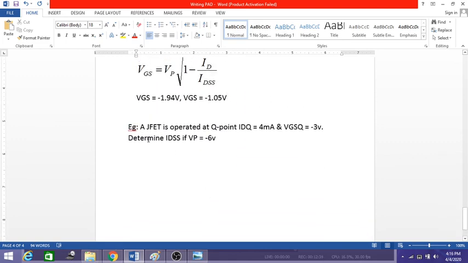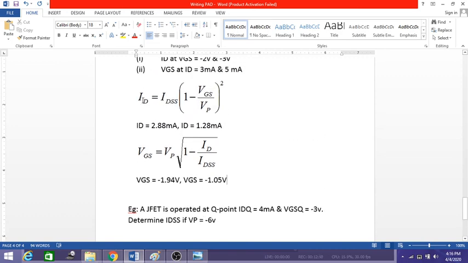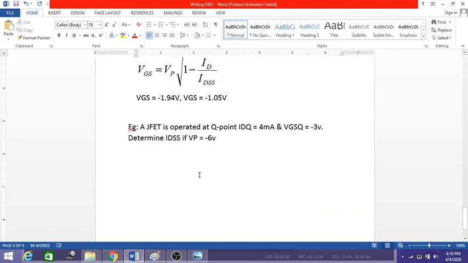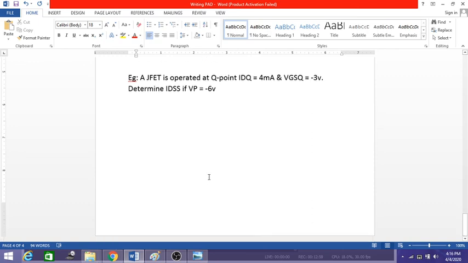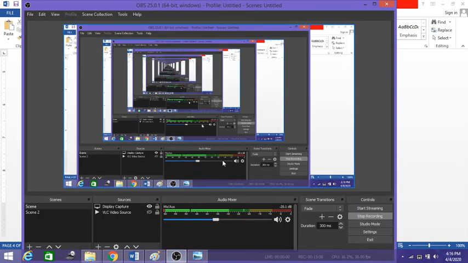There is one more example. A JFET is operated at a Q point where its IDQ is equal to 4 milliamperes and VGS is equal to minus 3 volts. Determine IDSS if VP is equal to minus 6 volts. We'll use the same equation, that is ID is equal to IDSS of 1 minus VGS by VP whole square. Substitute all the values and you will get the answer. I'll leave it to you to do these calculations. These are simple examples which you can work out, and I hope you all have understood this session.